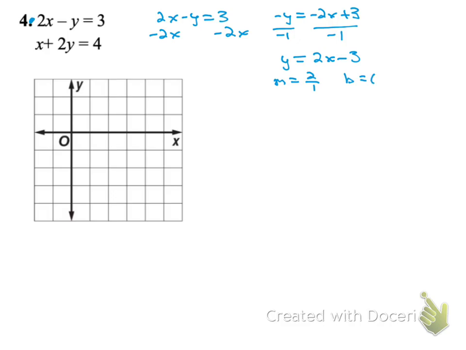So the slope of that line is 2 over 1. Y-intercept 0, negative 3. All right, because we got 3 minutes left. First step, mark that y-intercept at 0, negative 3. My slope is up 2, right 1, up 2, right 1. I have my line.